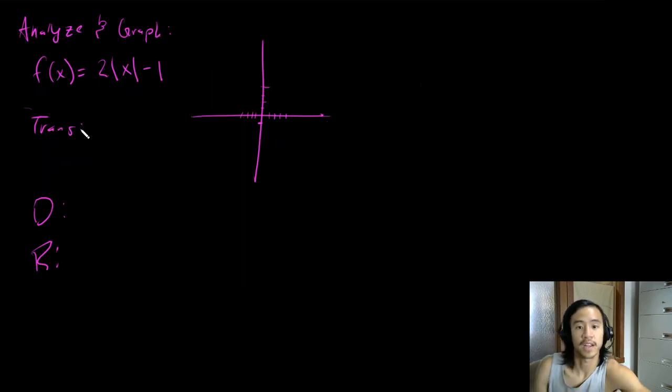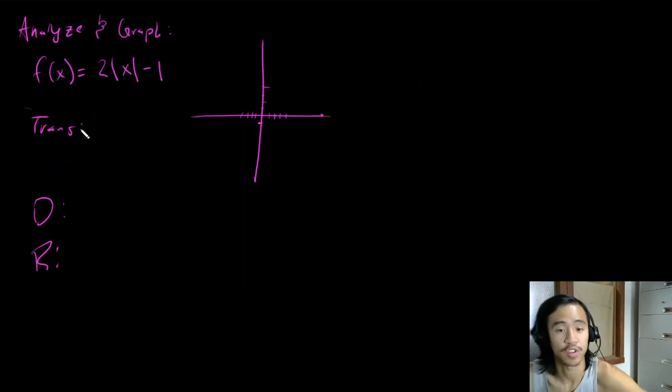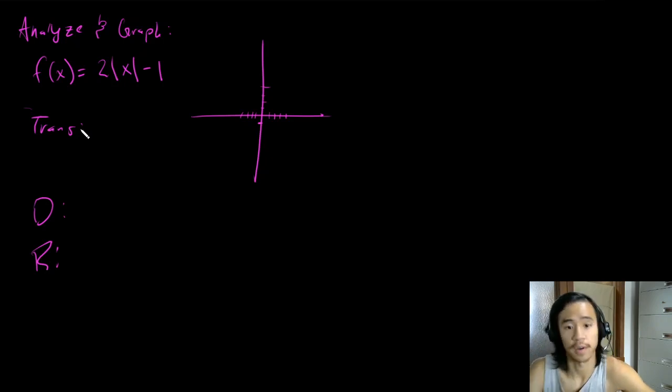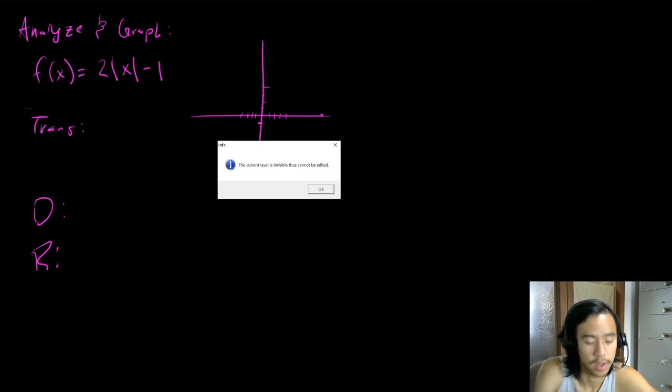All right, so analyze and graph. All that means is just list the transformations and do whatever you need to. Write the domain and range, and then graph the function. So the transformations in order. So let's go ahead and write HSRV here.